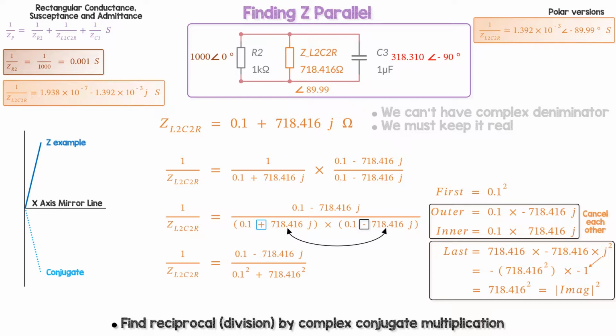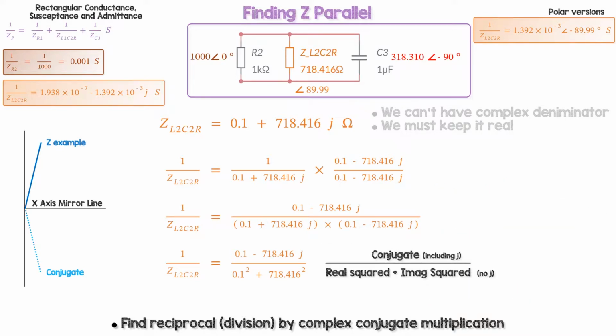So the reciprocal of ZL2C2R is shown. It's the conjugate, including j, divided by the real part squared added to the imaginary part squared. And that has no j. It's a real number now.